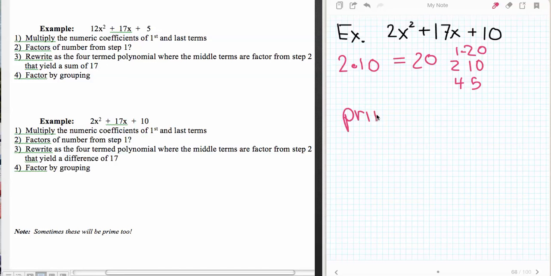So this one is exactly a prime, and these can be prime as well. Remember, there's no guarantee they're going to work out and have a factorization other than 1 and themselves, and that's what prime means. So I'm going to write here, none sum to 17, and that's why we know it's prime.